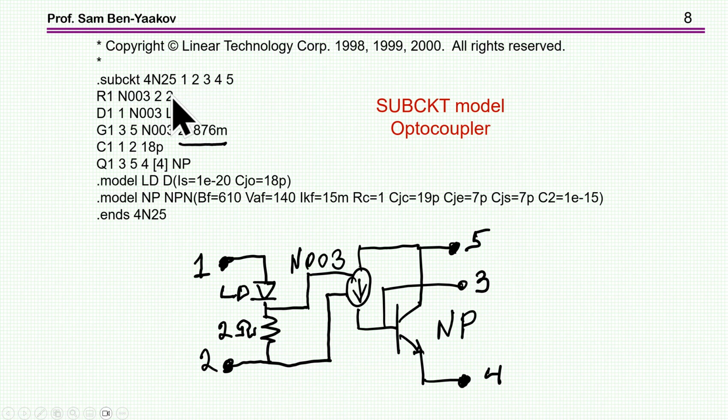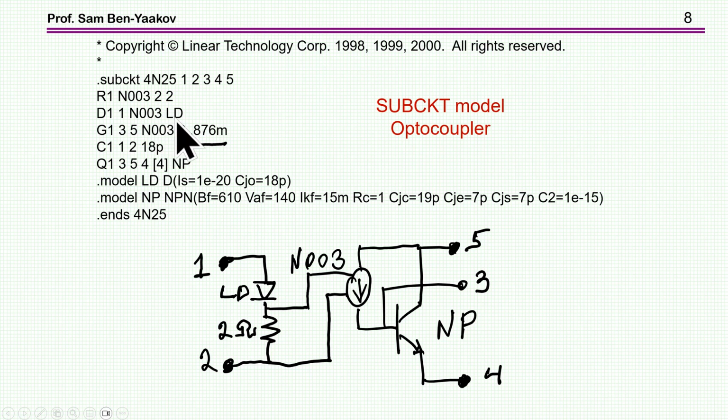And it is a netlist, meaning that you have here the components and then the nodes to which these are connected and the values. So this is like a resistor, R1, connected between the N003 node and node number 2, with a value of 2 ohms. And this is a diode. Now, in the subcircuit, you can have intrinsic models like a diode or a transistor. Here we have both a diode and a transistor. Here is the diode. Again, this is a diode between node 1 and this node N003.